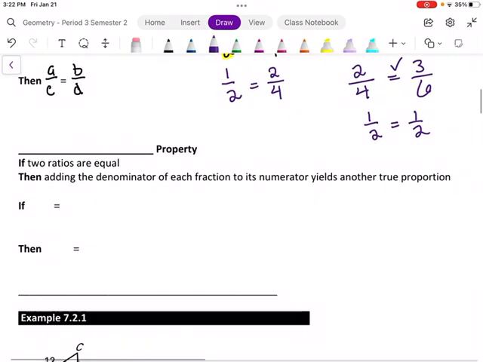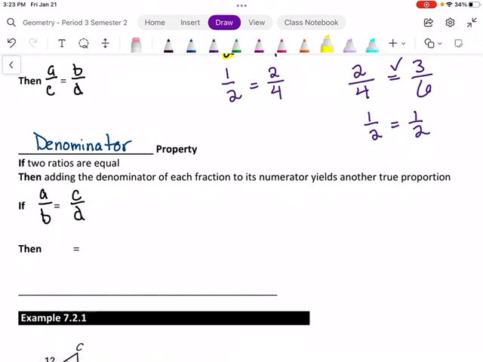And the last property we're going to go over is the denominator property. So what this one is, if two ratios are equal, then adding the denominator of each fraction to its numerator yields another true proportion. So an example, if we started again with a over b equals c over d, if we take these two denominators, b and d, and add them to the numerators, the proportion is still going to be true. So writing that out, that would be a plus b over b equals c plus d over d.